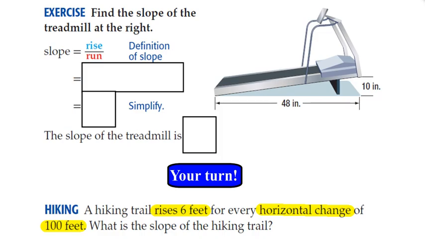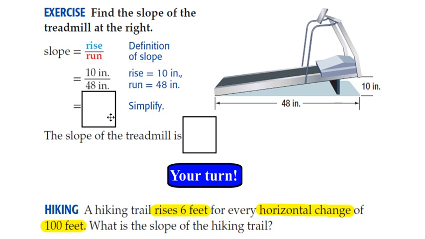Here's an example with a treadmill. It says, find the slope of the treadmill at the right. Well, it shows in the picture that the treadmill is 48 inches long and it's raised up 10 inches. So the slope is the rise over the run. That's the definition of slope. So the rise would be 10, the run would be 48, and if we simplify that, we end up with 5 over 24, so the slope of the treadmill is 5/24.